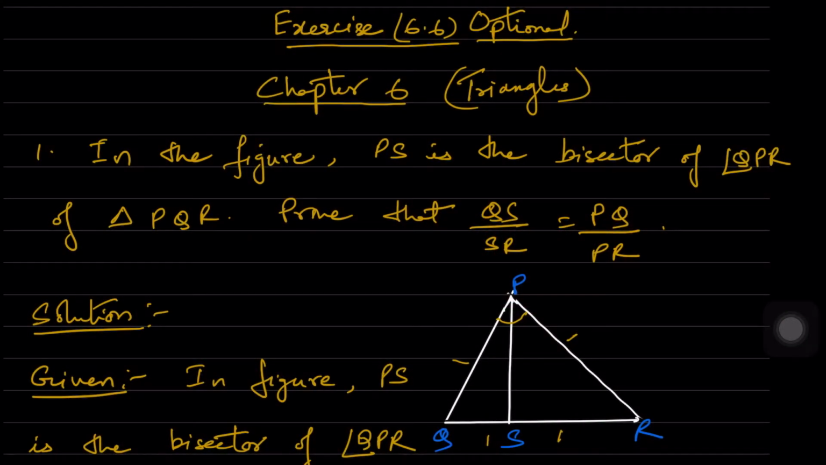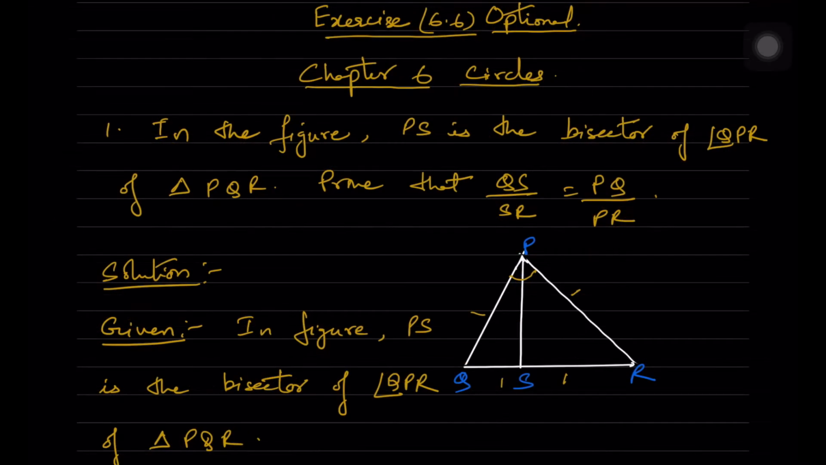Exercise 6.6, optional, chapter 6, triangles. We'll start with the first question. In the figure, PS is the bisector of angle QPR of triangle PQR. Prove that QS by SR is equal to PQ by PR.